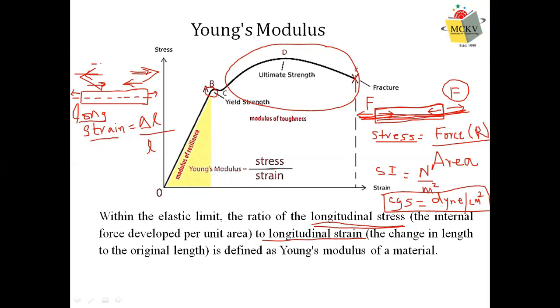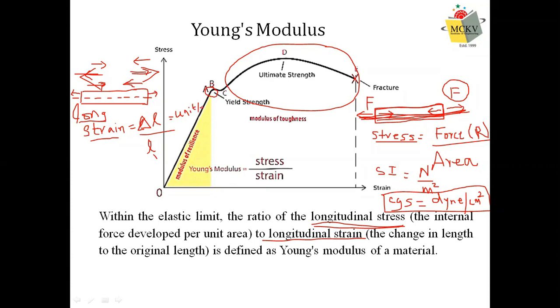If the forces are in the opposite direction, that is compressive, for example, these forces are trying to compress the body, that is shorten the length of the body. In that case, delta L would again be the decrease in length, and this L is definitely the original length of the body. So that is strain. And please note that strain is unitless.